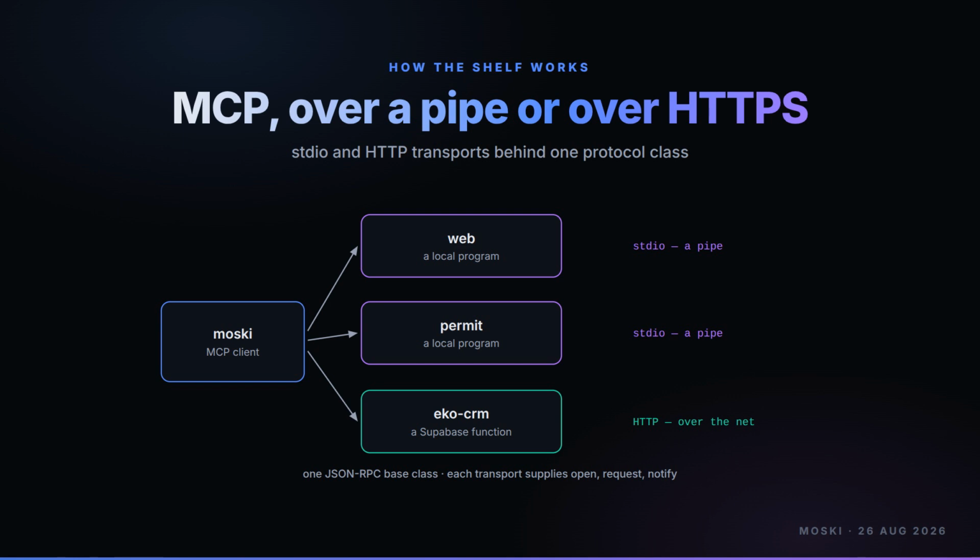Both speak the same JSON RPC protocol, so the handshake, the tool listing and the call formatting are written once in a base class, and each transport only supplies open, request, and notify. Their credentials never touch a config file. Settings holds a $brace placeholder, and the launcher fills it from the vault at start.